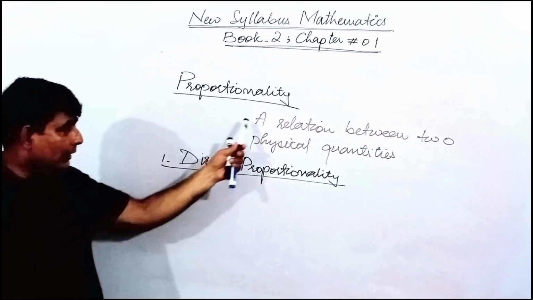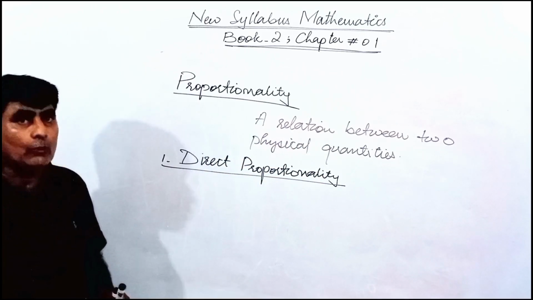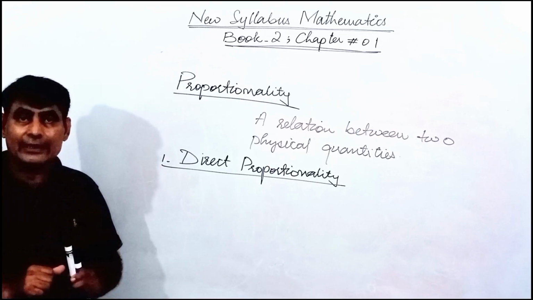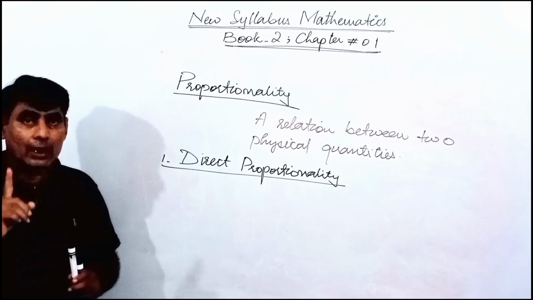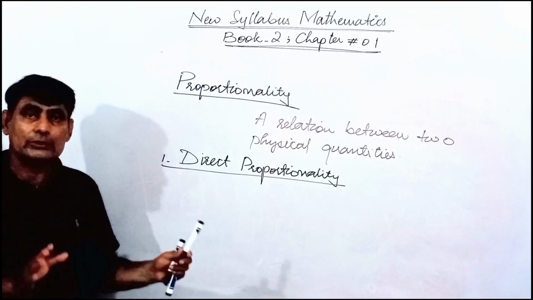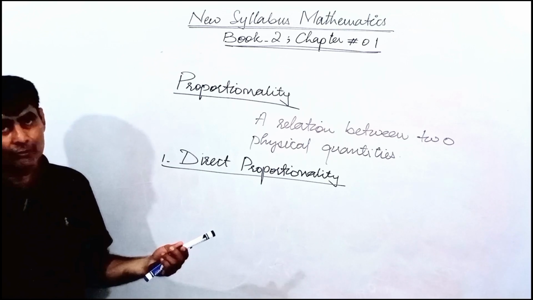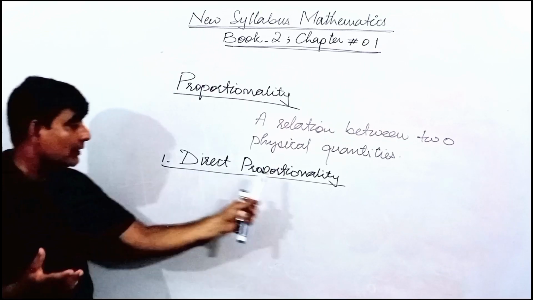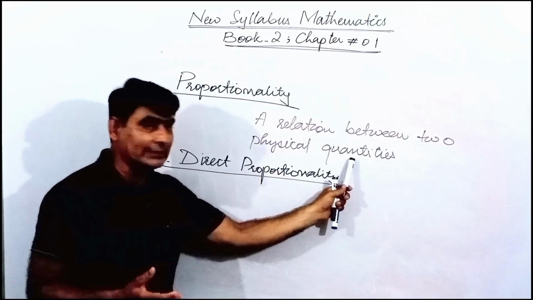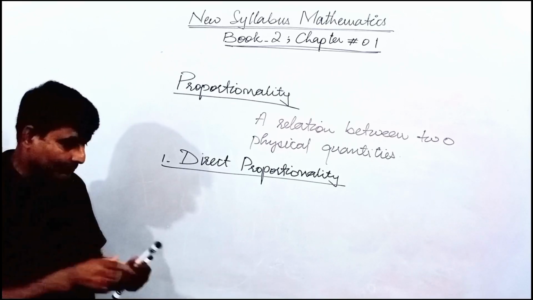Relation between two physical quantities in such a way that on increasing one physical quantity, the other one will increase. On decreasing one physical quantity, the other one will decrease, but with the same rate. If we do not consider the words with the same rate, this is called correlation, positive correlation or negative correlation, right? But the word is direct proportionality. So a relation between two physical quantities, on increasing one, the other one will increase with the same rate.